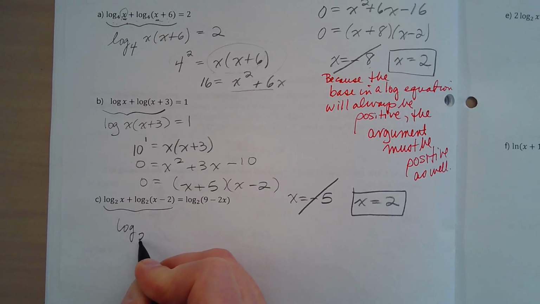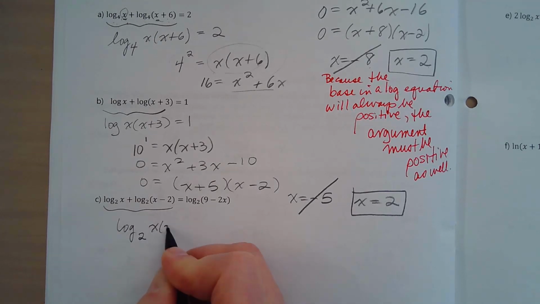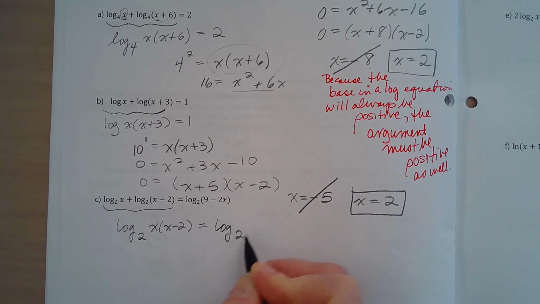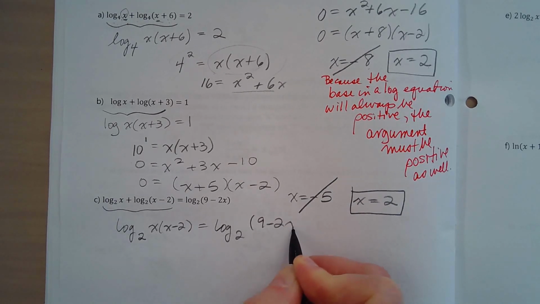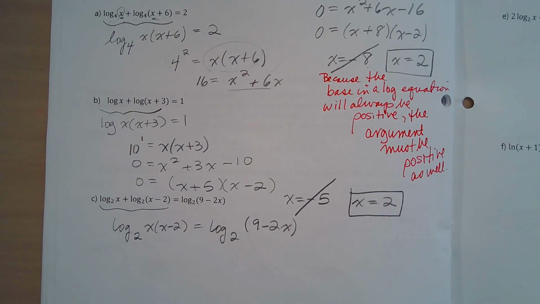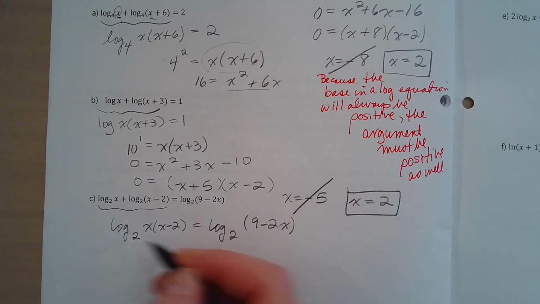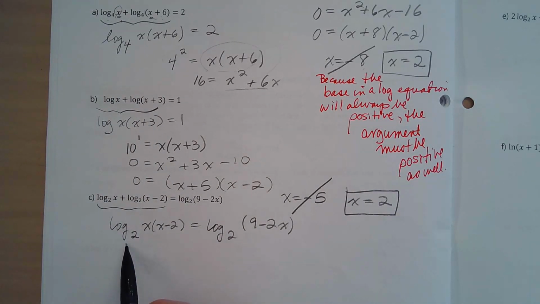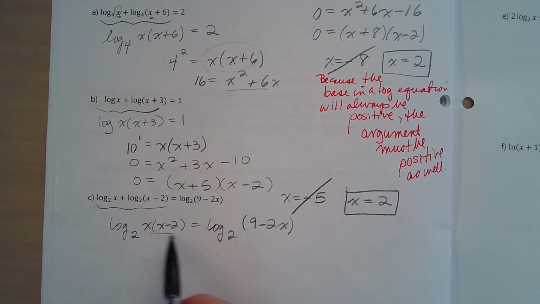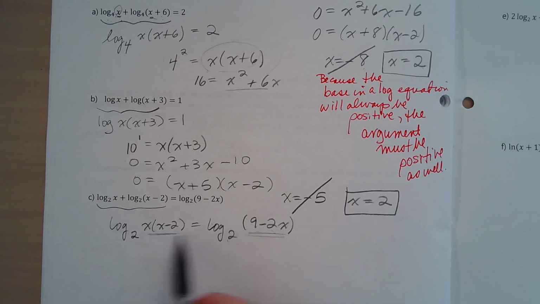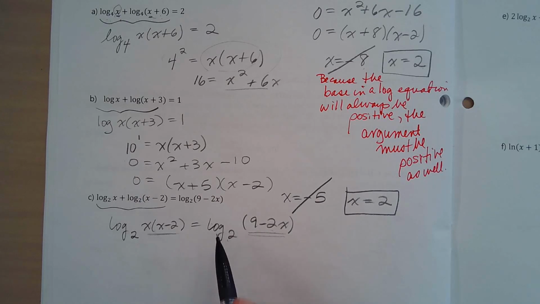So if I have log base 2 of x times x minus 2, and then I have log base 2 of 9 minus 2x, if I end up with logs on both sides of the equation, I could for sure bring this one over and have it equal to 0. That's fine. But think about it: if I have log base 2 of this and log base 2 of this, that must mean these two have to be equal to each other. Agreed? It's the same base technique.